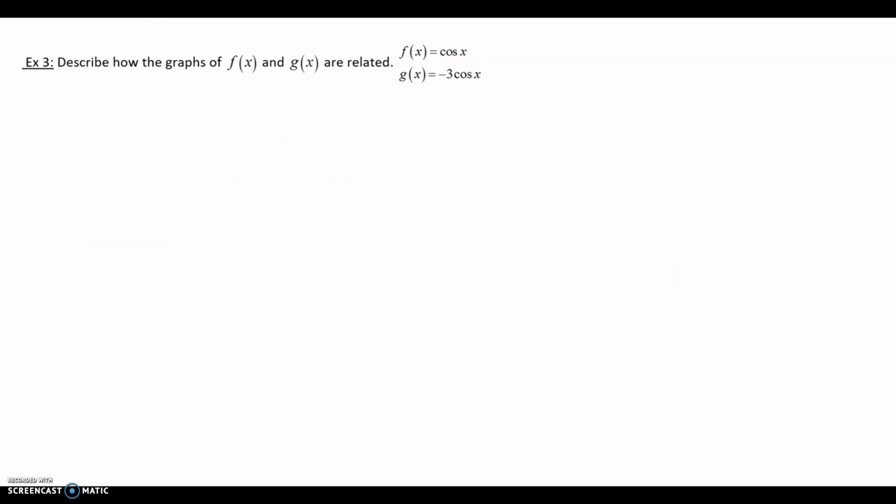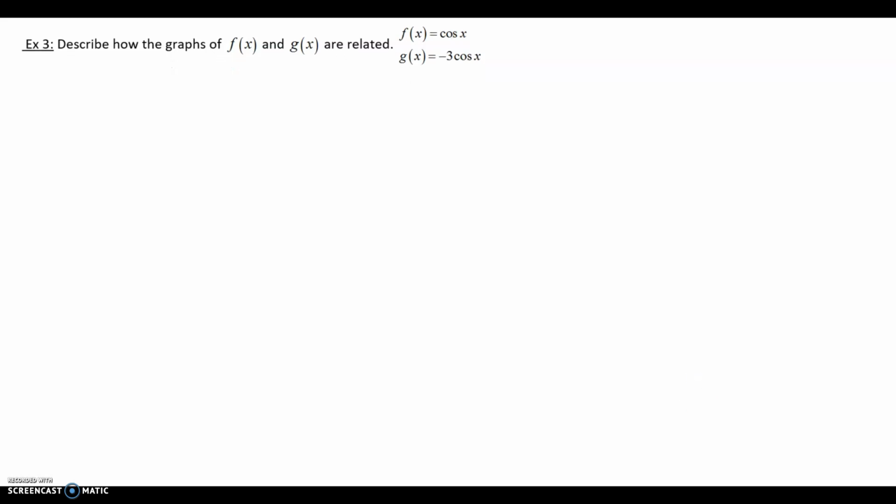Describe how the graphs of f of x, which is just cosine of x, and g of x, which is -3 cosine of x, are related. So this is super simple. It is just understanding the transformations, essentially, with one exception. This is also going to be the next new thing. We're not going to call them dilations. We are going to just talk about how it's going to affect the graph.